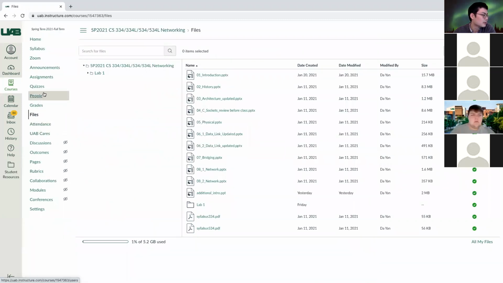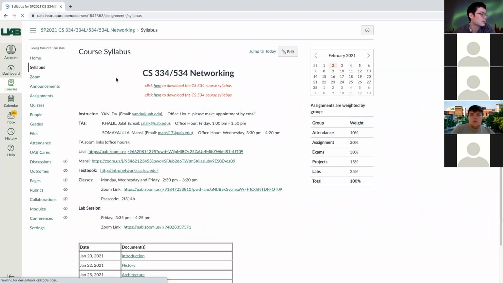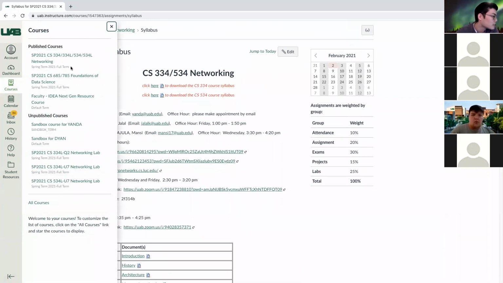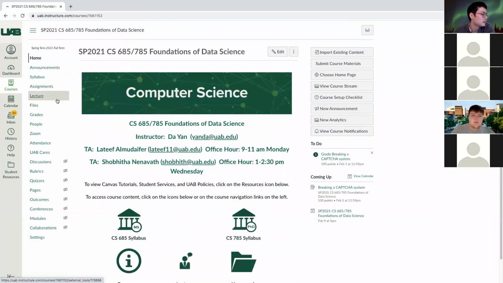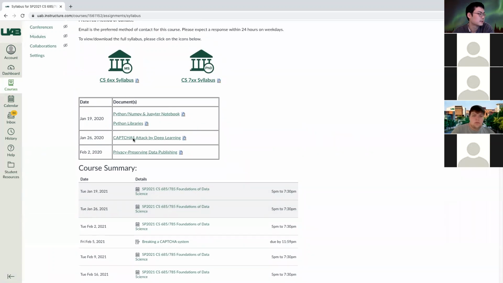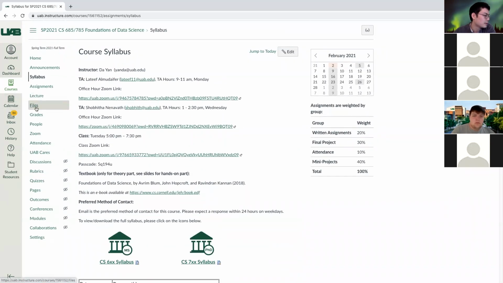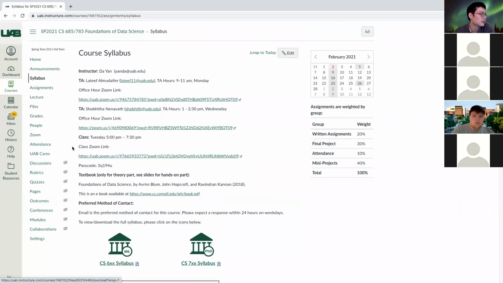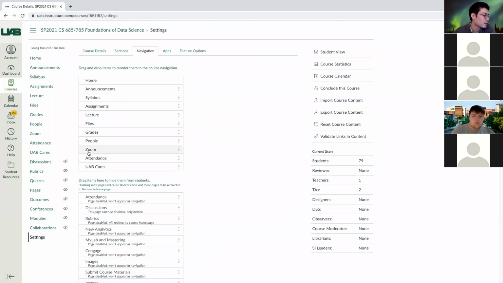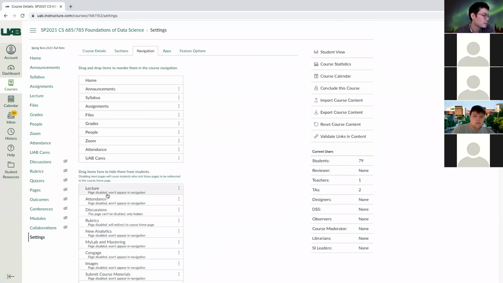Or you can just look at the syllabus. Sorry, I think this is wrong. Yeah, so just look at the syllabus. We release, let's say, the slides for today here, and we also have files, which saves these files. So the lecture one should be removed. Let me try again. It should not be there.